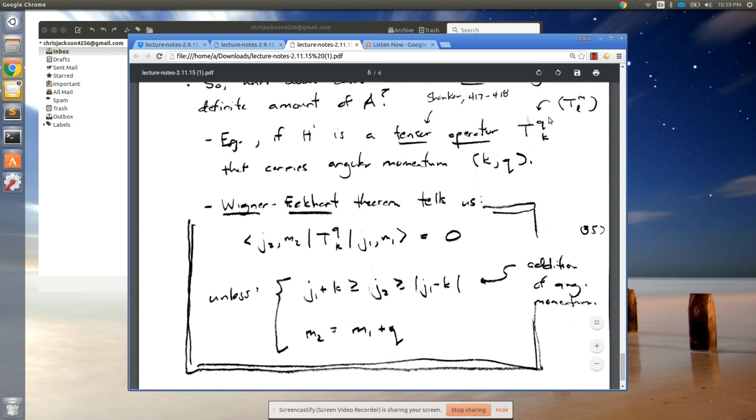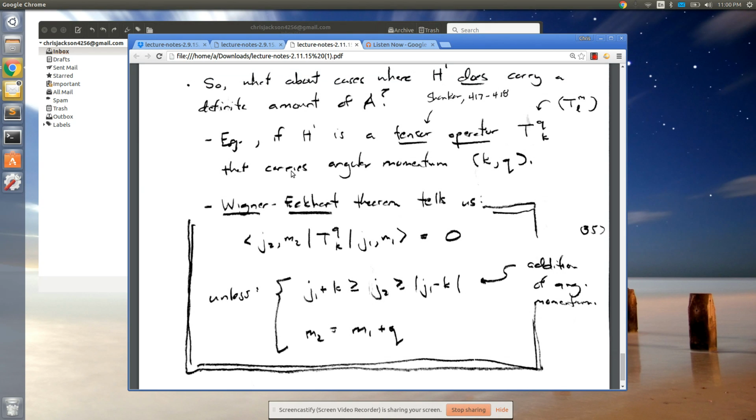And so imagine we have a Hamiltonian that's a tensor operator, right? So it has some term that looks like this. And what it does is it's carrying angular momentum, K and Q, or if you want, L and M, right? And so what it's telling us is that there's going to be a selection rule that is related to this special type of Hamiltonian. And there's a theorem that gives us basically the selection rule. It's called the Wigner-Eckhart theorem.